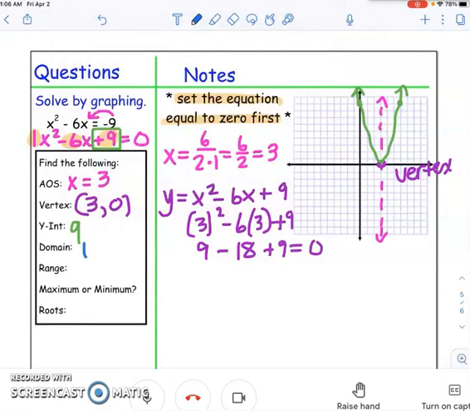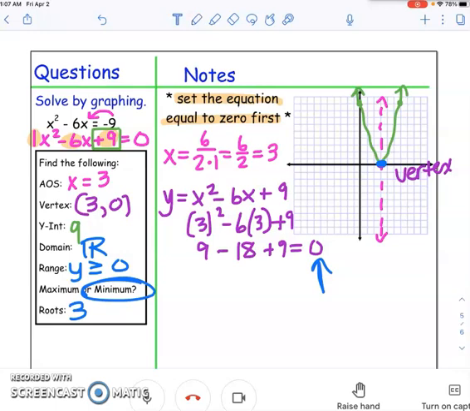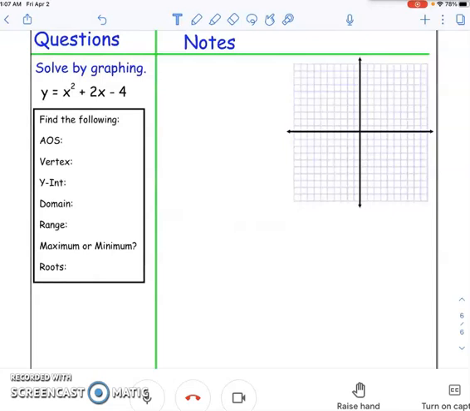My domain is all real numbers every time. And my vertex is the lowest point again, so it's a minimum. So the y values, this y value is 0, and that's the lowest point. So it's greater than or equal to 0. And the roots this time, take a look at where that vertex is. It is on the x-axis at 3. So this one only has one root, one solution, and it's 3. All right, next one.